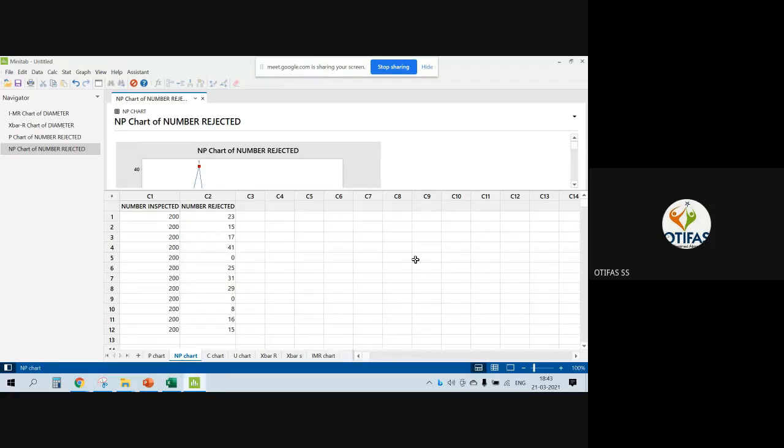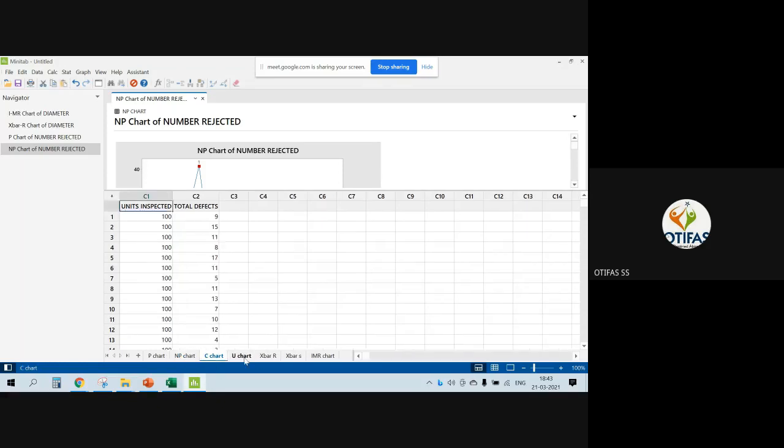Yesterday, as I said, with blankets, they have 3 lakh blankets produced in a month, and out of that they have around 25,000 defects. They are not interested in the number of blankets rejected; they are interested in the total number of defects. They want to control the total number of defects, because when you control the defects, rejection automatically goes down. In U chart and C chart, we have defects. When you have a constant sample, we use C, and when the sample is not constant, then you use the U chart. So let us see the U chart.